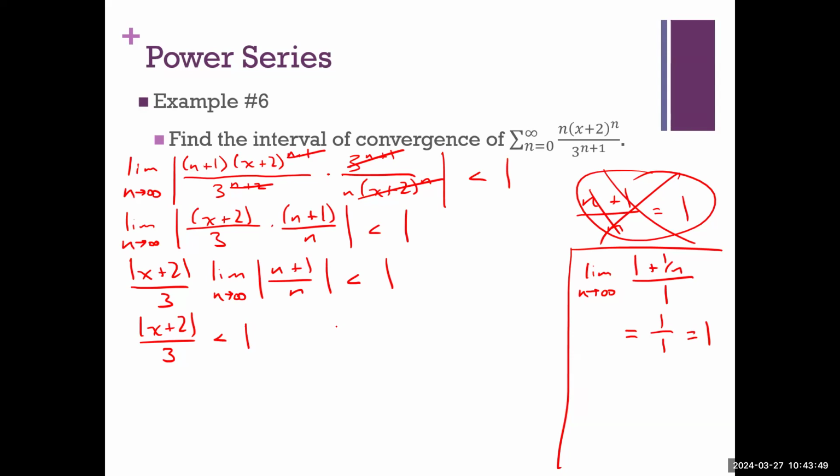So what does that give me? Yeah, what are the bounds going to be? Greater than -1. So -1 is less than x plus 2 over 3, which is less than 1. If I multiply by 3 and subtract 2, I should get -5, which is less than x, which is less than 1.